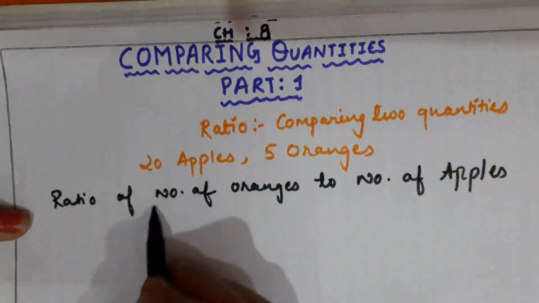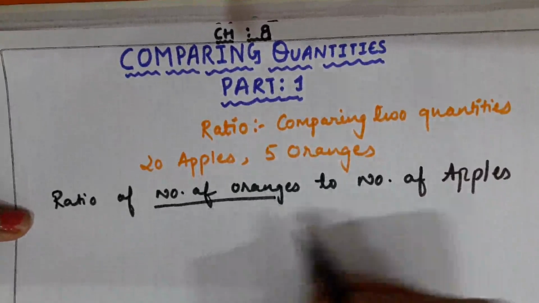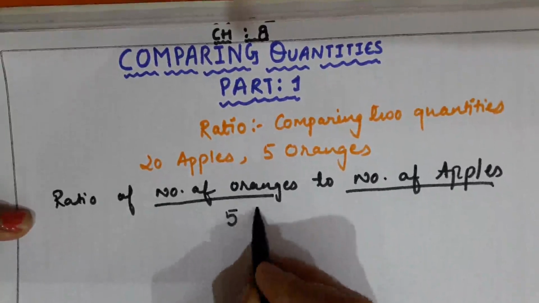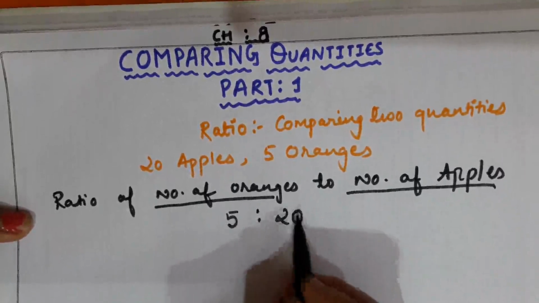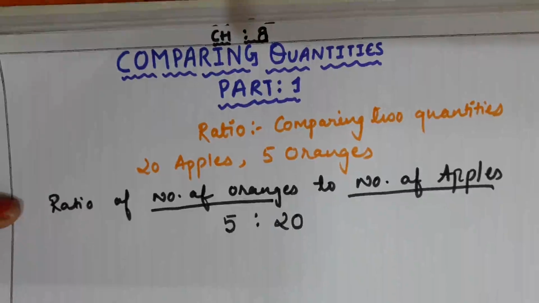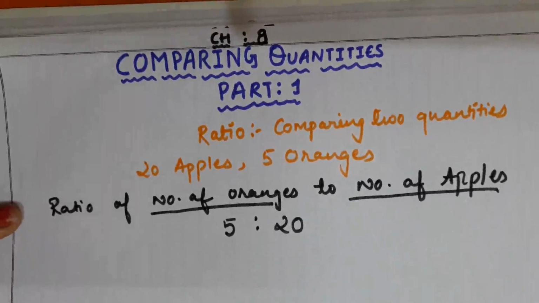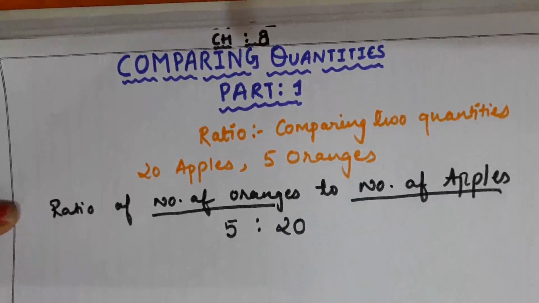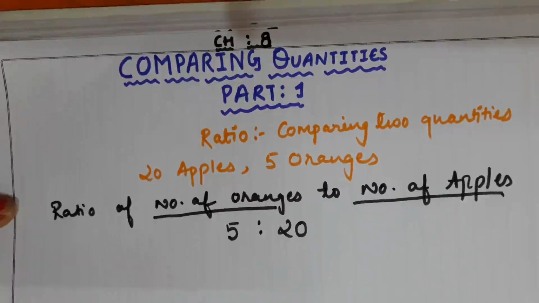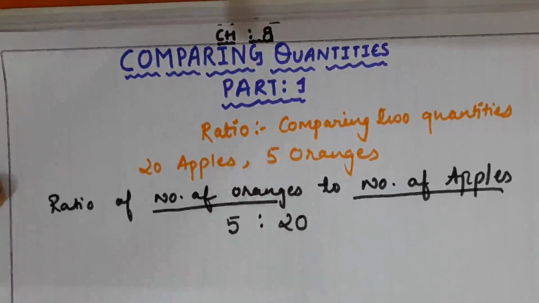The number of oranges comes first, after that the number of apples. It means 5 ratio 20. So what we are doing is just comparing two quantities here. In a basket we have oranges and apples, and we are just comparing the quantities of these two fruits.